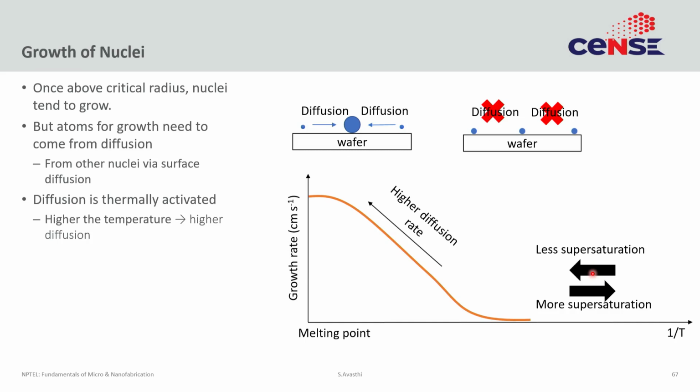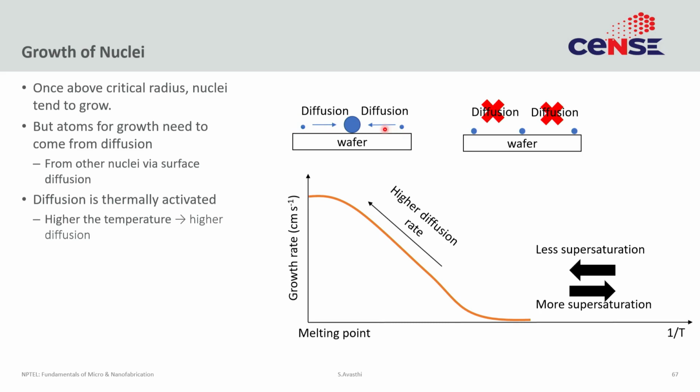Now, at the end of the day, this thermodynamics tells us that some nuclei will increase in size, some nuclei will decrease in size, and it depends upon their radius, right? So supposing this is the case where you have a large nuclei and this nuclei is above the critical radius, so it will grow in size at the expense of the smaller nuclei that are getting consumed. And this process is happening through surface diffusion, as we have just discussed.